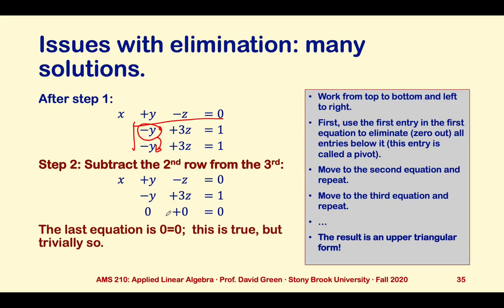Negative y minus negative y gives 0. 3z minus 3z gives 0. 1 minus 1 gives 0. We get a final result of 0 minus 0, or 0 plus 0 equals 0. This is true. There is nothing incorrect. We have not reached an inconsistency. We should not stop. But this is trivially so. It doesn't have any information in it, and this will have consequences, or may have consequences, for what we see down the road. Right?